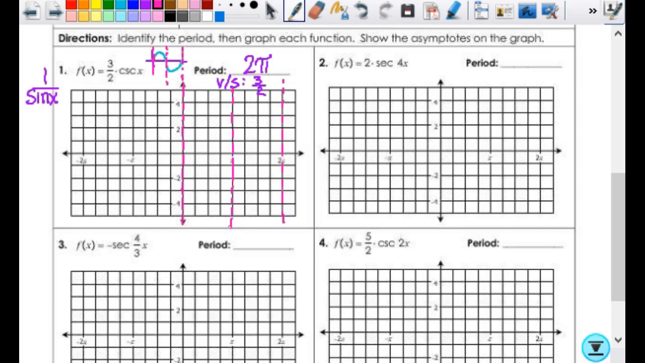Okay. Halfway in between these two, I'm going to have a 1 and a negative 1, but this is my stretch, so that changes that number, and also if I had a reflection it would change it. But halfway in between here, I'm here. Parent function for sine and cosecant would be at 1, but the vertical stretch takes me to 3/2, which is 1.5, and there's a point. So then halfway between here, I'm at negative 1.5.